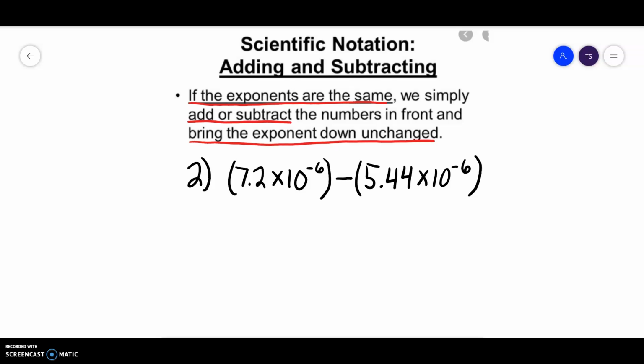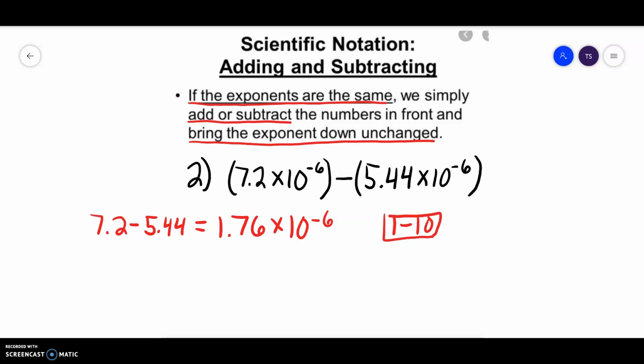So first, we subtract the numbers in front. 7.2 minus 5.44, and you get 1.76. Okay? So then, now, what's our next step? We bring the exponent down unchanged. So now our power of 10 is 10 to the negative sixth. Is our answer in scientific notation? Yes, it is, because 1.76 is between 1 and 10. So, actually, we can just leave this as our answer.